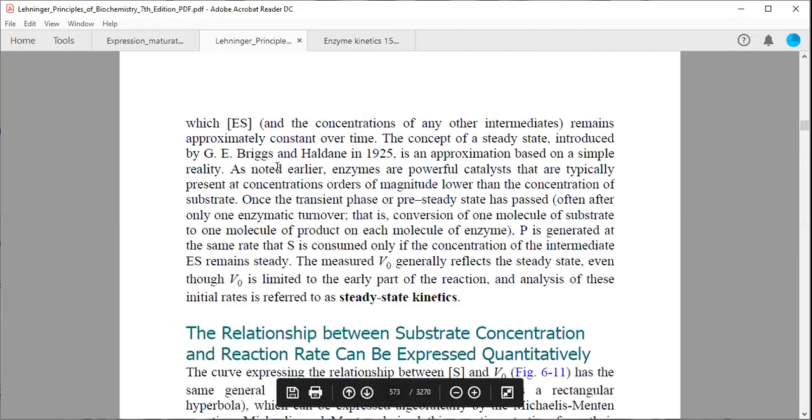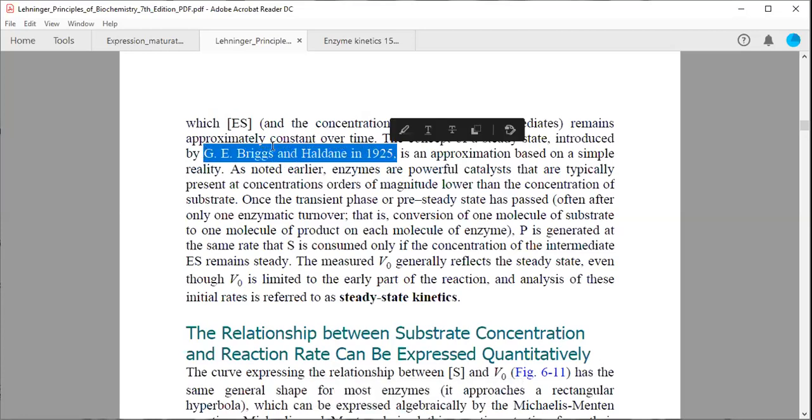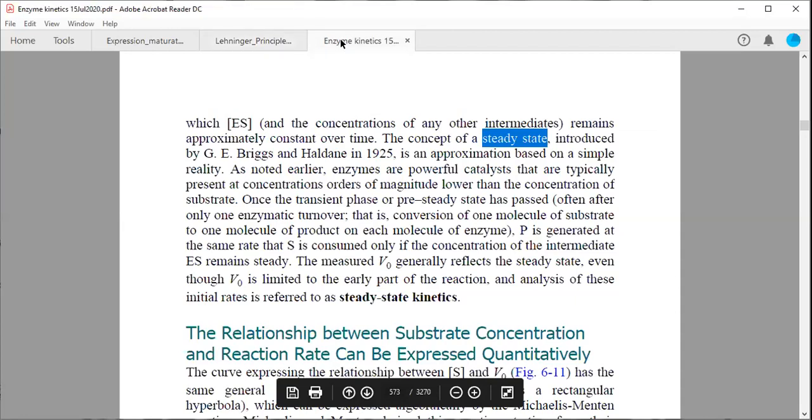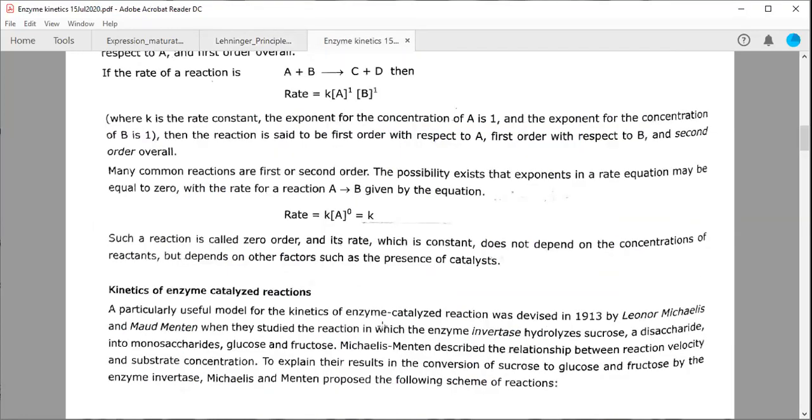And actually, all the calculations which they were doing, Michaelis and Menten, are based upon this Briggs and Haldane, who gave some kind of explanation to their assumptions and theories. So in 1925, they gave a model that is called the steady state model. We will also look into the steady state. What is this? Let us go into the Pathfinder itself, where they have better explained everything.